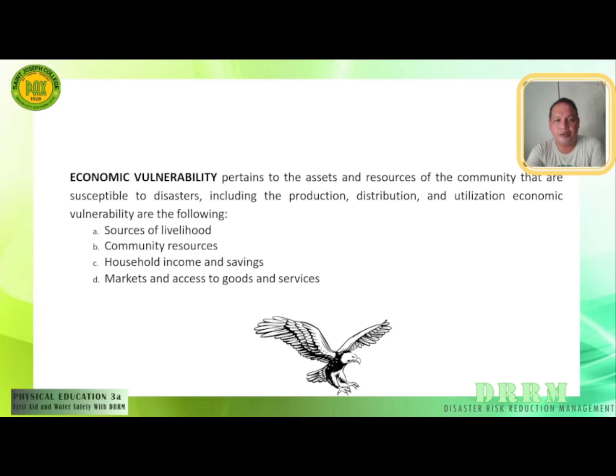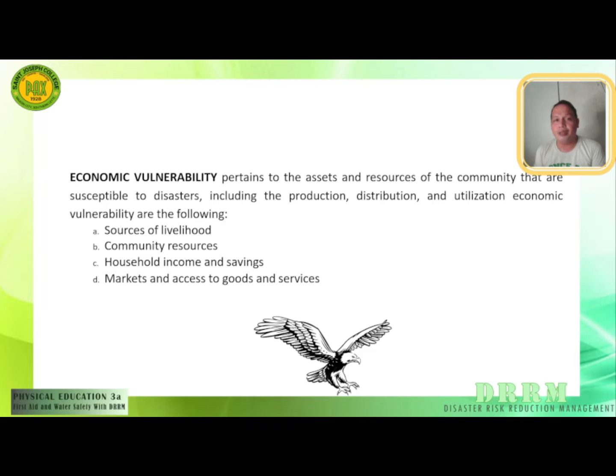The economic vulnerability pertains to the assets and resources of the community that are susceptible to disaster, including the production, distribution, and utilization of resources. The factors of economic vulnerability are the following. Number one, A, sources of livelihood. So, if a category 4 or 5 storm is going to hit your community, the livelihood will surely be affected as it will cause damage to your crops or to your livelihood.